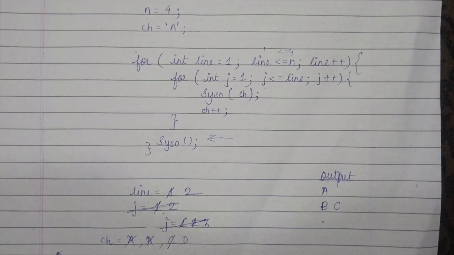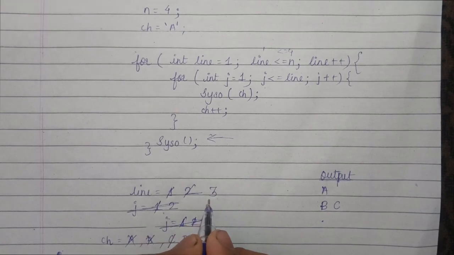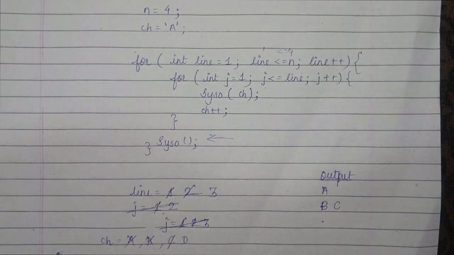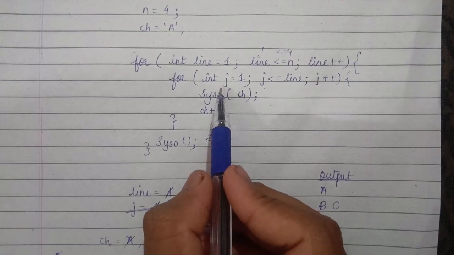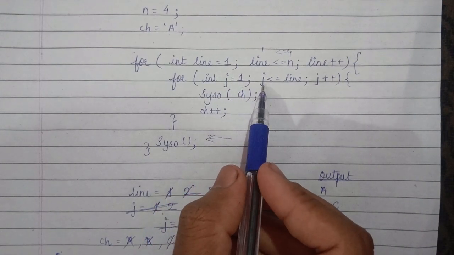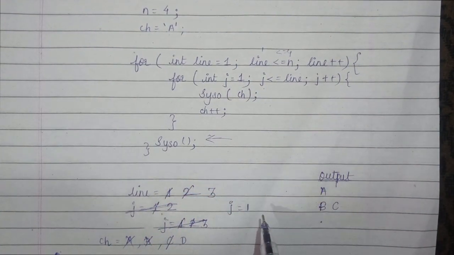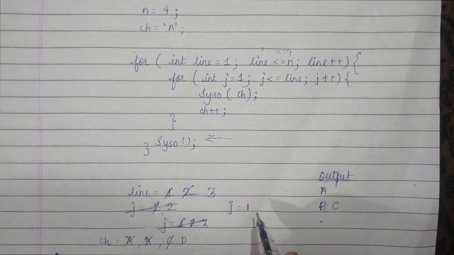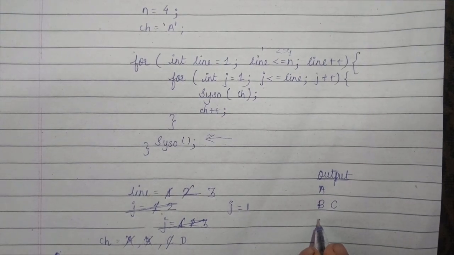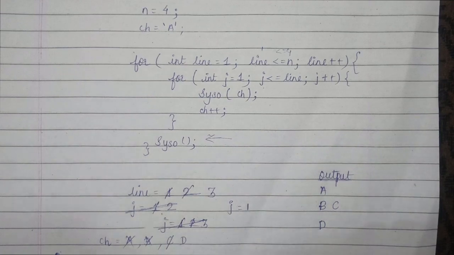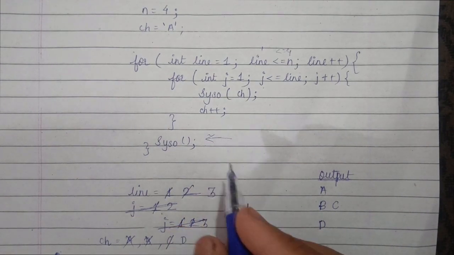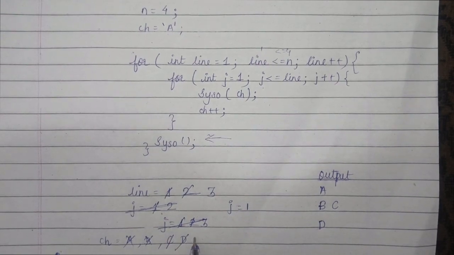Now the outer loop gets updated. The outer loop's value has become 3. Now j is equal to 1. j should be less than or equal to line, meaning line's value is 3 now and j's value is 1. The condition will be true, then it will print the character. Now the character is D. D will be printed and the character will be updated. Now the character is E.